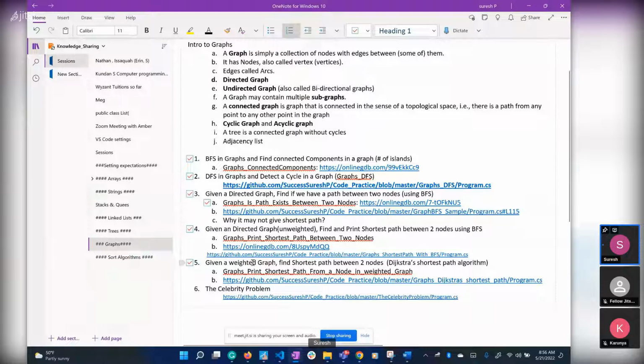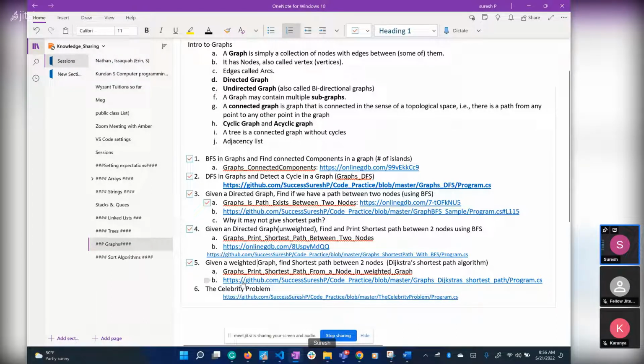given a weighted graph, find the shortest path between two nodes. It's a kind of complex algorithm we discussed. We have a video and a coding link available on YouTube, so please go through that if you have any questions, and you can also ask me in the meeting as well.